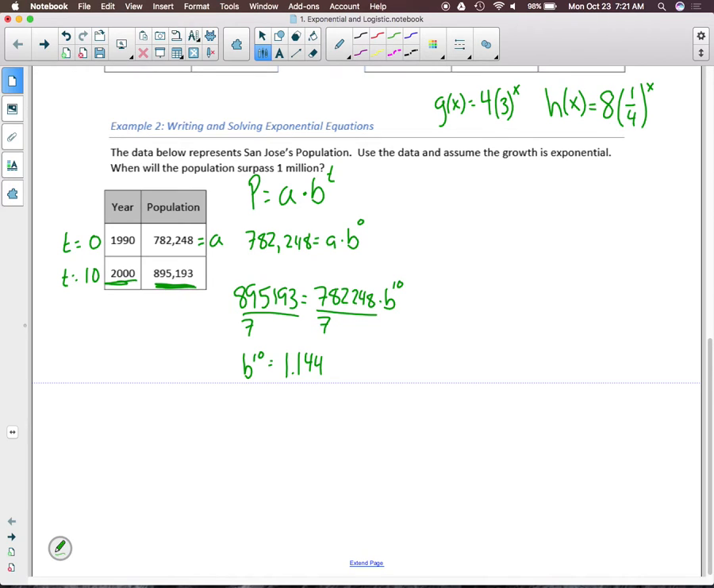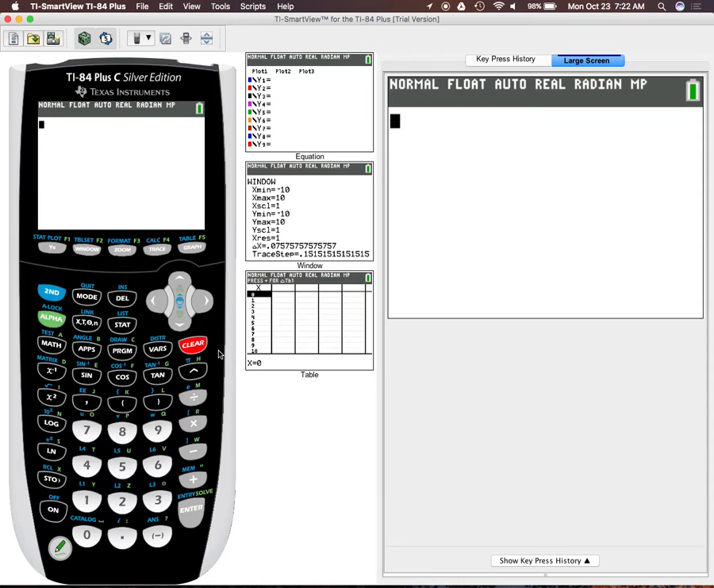Now some of you maybe don't remember how to take the 10th root, so I'm going to jump over to the calculator and do these numbers for real over there. So here we've got our calculator. I'm going to take 8, 9, 5, 1, 9, 3 divided by 782,248. That gives me that.